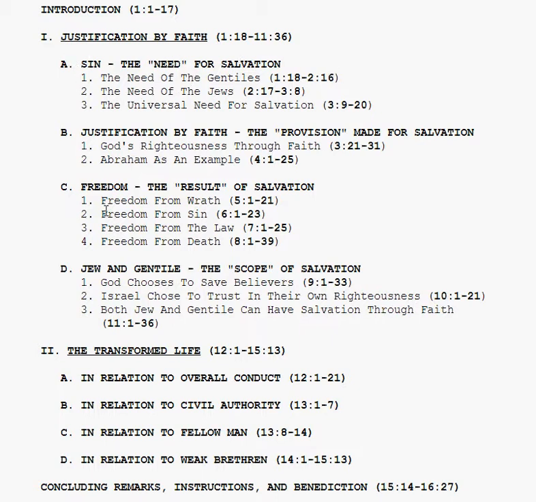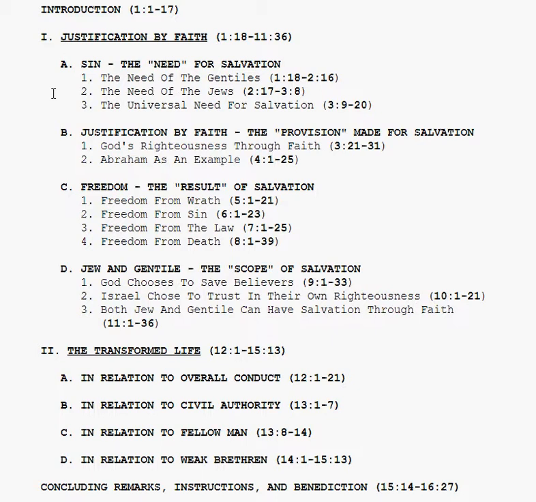Justification by faith. There are 4 points: A, B, C, D. First is sin. Second, justification by faith. Third, freedom. Fourth, Jew and Gentile. So sin, the need for salvation. Justification by faith, the provision made for salvation. Freedom, the result of salvation. Jew and Gentile, the scope of salvation.